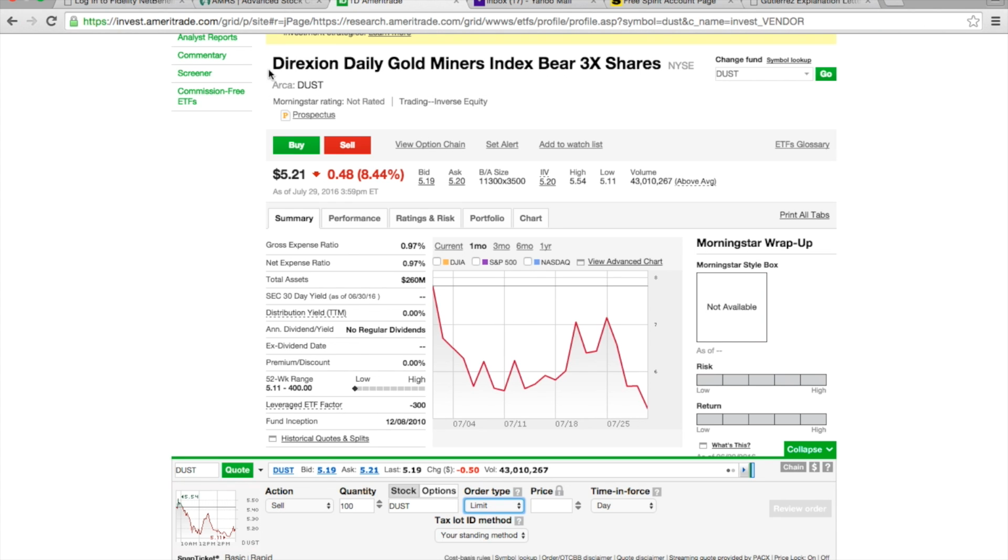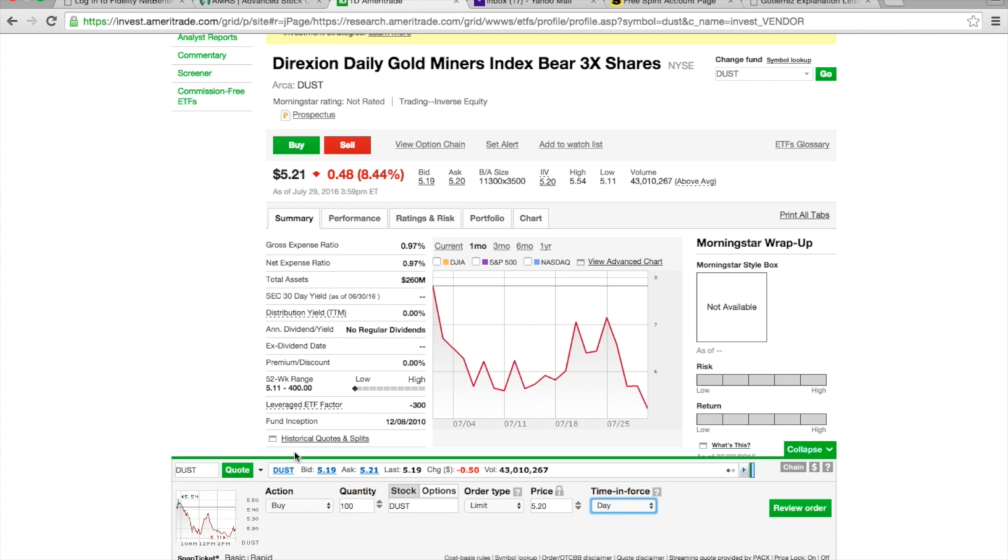So pretty much, let's say you want to trade DUST. DUST is at a 52-week low at 5.11. I want to buy DUST and I'm going to click buy. I want to buy 100 shares since let's say I only have $520. So I'm going to buy at that set price of 5.20, and that is under limit order. And day means it's only going to execute the trade within the day that the market's open. So we're going to click review and then submit.